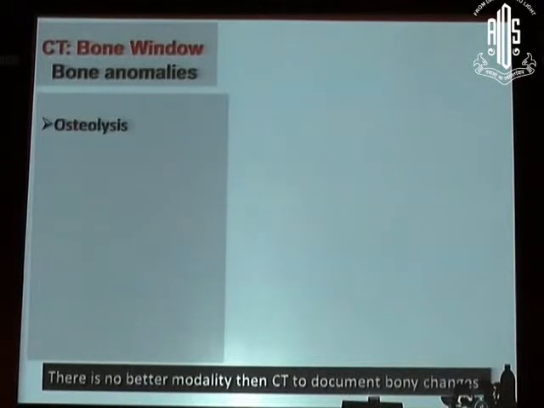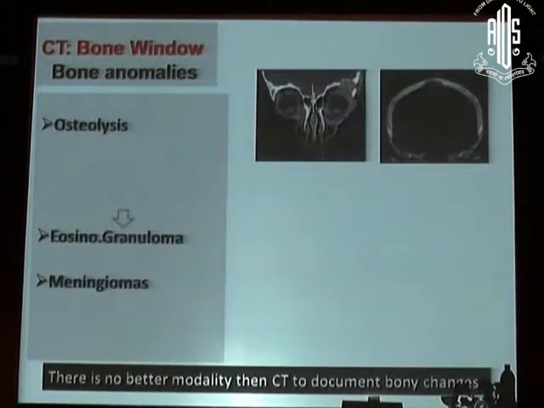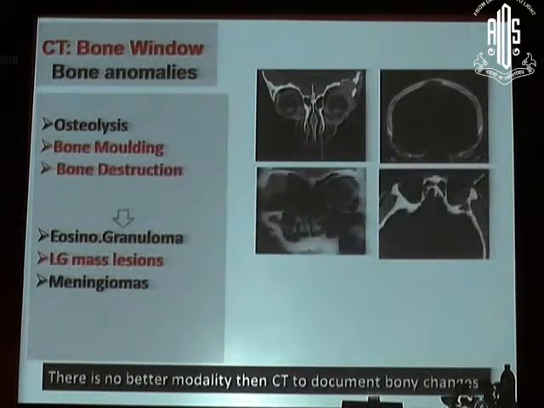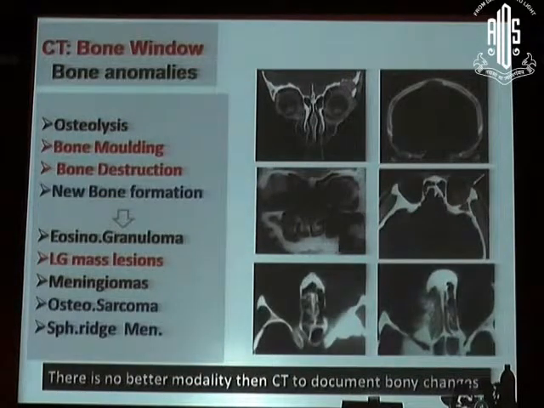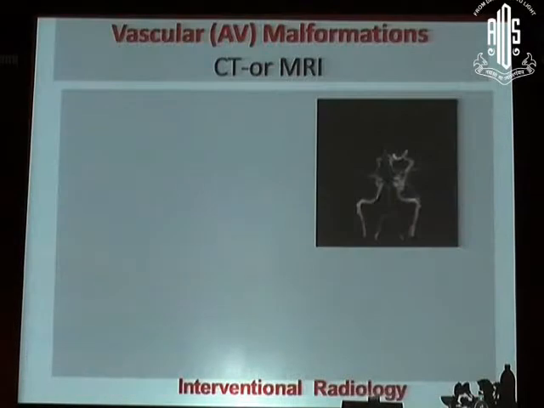In bone orbital studies, one has to look for osteolysis, which is seen in eosinophilic granulomas and meningiomas. If you see bone molding or bone destruction, it could be lacrimal carcinoma or osteoid carcinoma, lacrimal mass lesions. And if it's a new bone formation, one has to look for osteosarcoma and meningioma. So it gives you some guideline as regards the pathology involved.